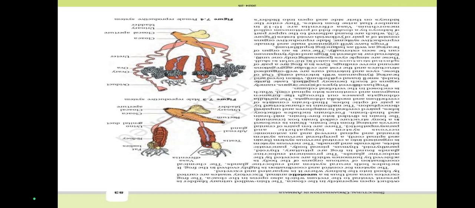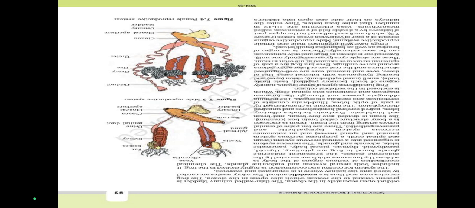The chemical coordination of various organs of the body is achieved by hormones which are secreted by the endocrine glands. The prominent endocrine glands found in frog are the pituitary, thyroid, parathyroid, thymus, pineal body, pancreatic islets, adrenals, and gonads.